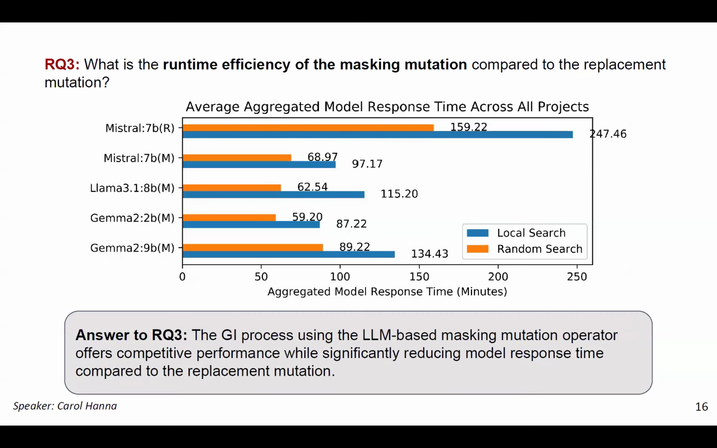Looking at the runtime efficiency of the masking mutation, we present on this slide the average aggregated model response time across all the 5 projects. Again, first row we have replacement and then the 4 masking mutations. And you can very clearly see that the masking mutation, all the bars are shifted left, meaning they had a much lower response time in minutes than the replacement. So that's a very important takeaway, because it means that if you use the masking operator, you can get the LLM to give you a response quicker. And that also means that you can generate a lot more variance in the time budget that you give the search, meaning you can have possibly a bigger search space and possibly reach the solution that you need either quicker or within that time budget.